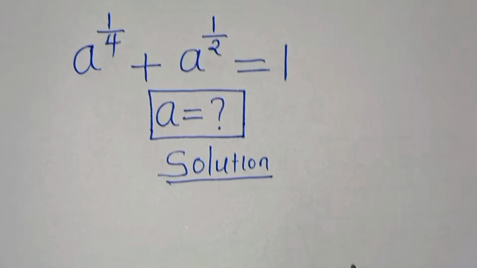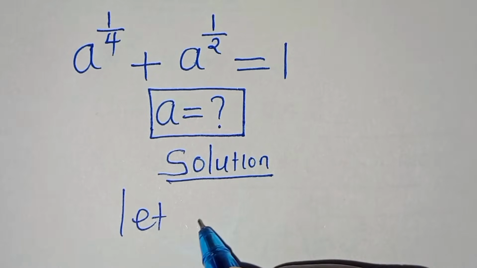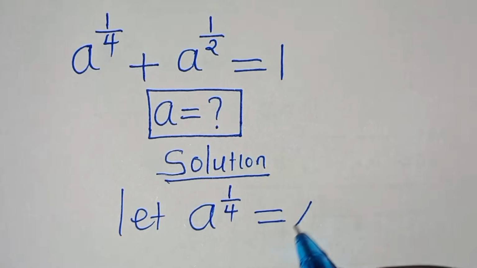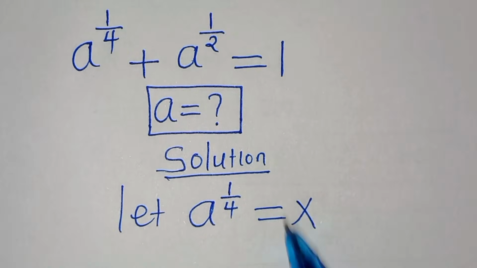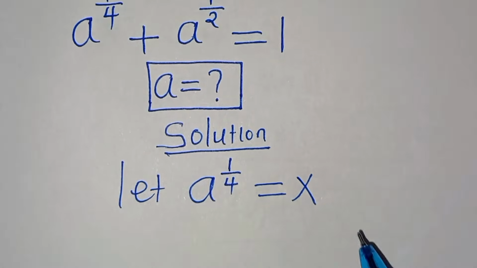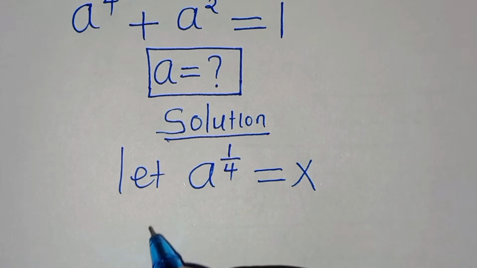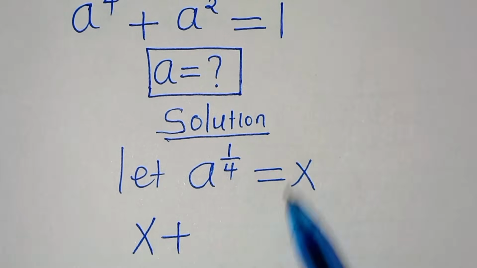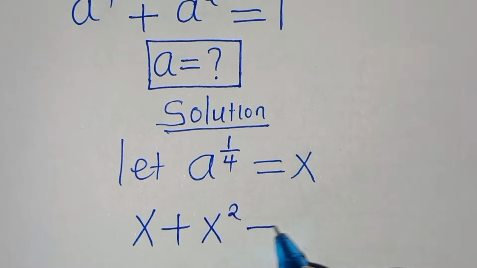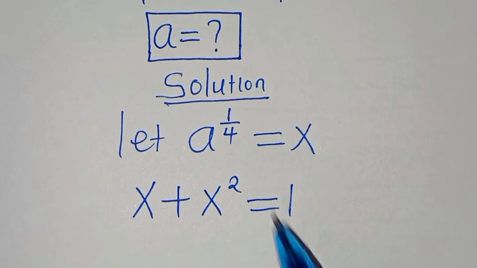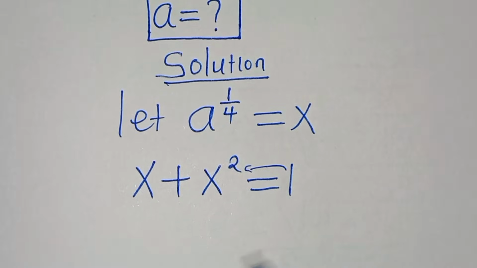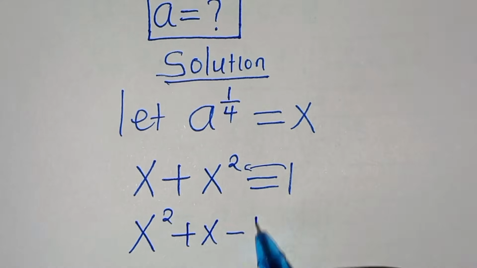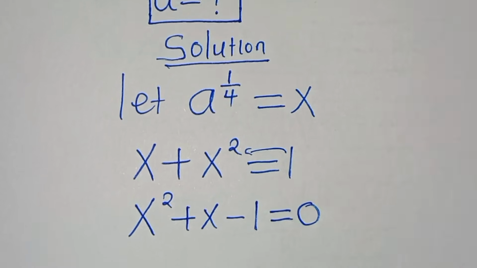Now the first step is that we can let a to the power of 1 over 4 be equal to x. Let's substitute x where we have a to the power of 1 over 4, and this means that we have x plus, now a to the power of a half becomes x to the power of 2. This is equal to 1. Let's take 1 on the left hand side so that we have x squared plus x subtract 1 equal to 0.